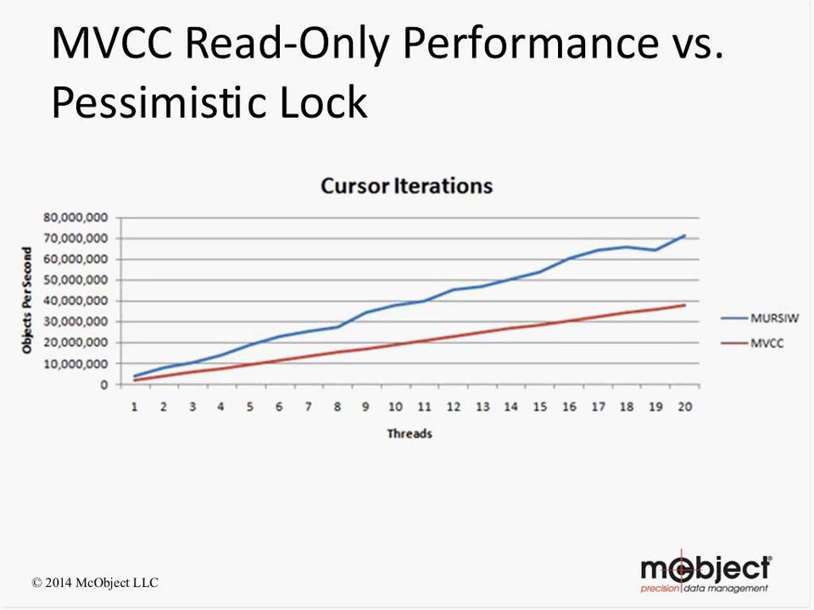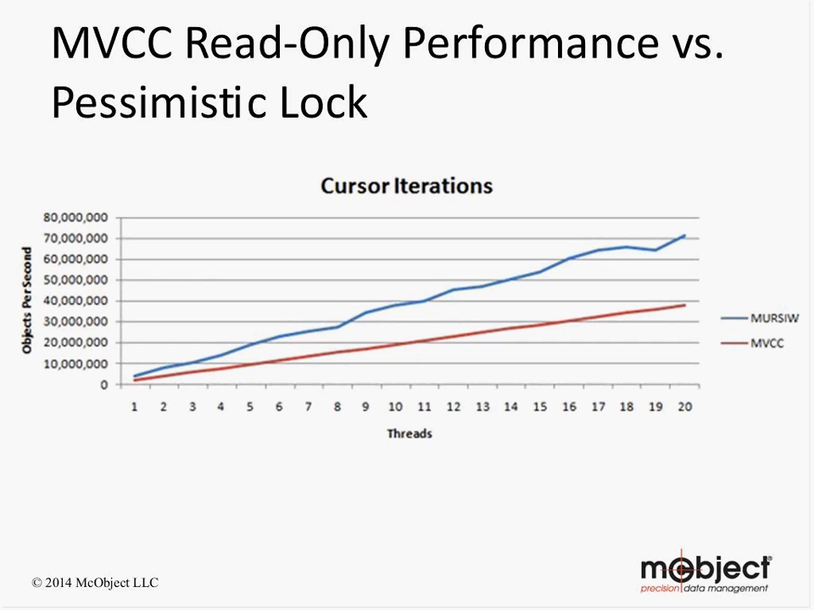The blue line labeled MRSIV is our pessimistic locking transaction model. It's an acronym for multiple reader, single writer. So in short, MRSIV is locking the database. So that's the level of granularity that we're talking about here. Not table or row level, but the entire database.